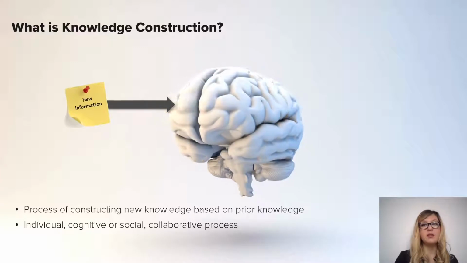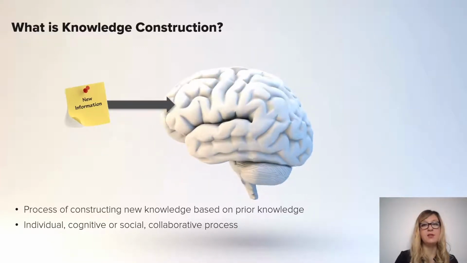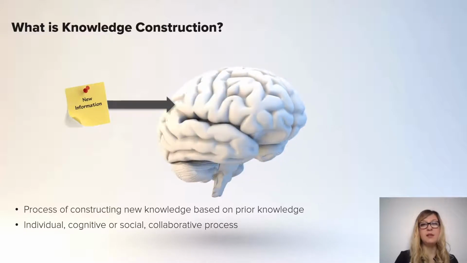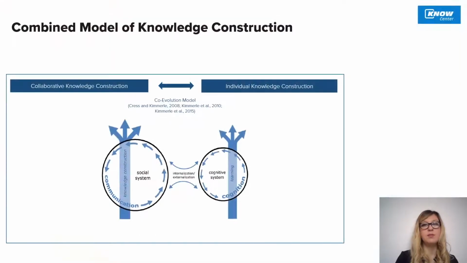Knowledge construction is described as a process of constructing new knowledge based on prior knowledge. It is understood as an individual cognitive or collaborative social process. The social and cognitive systems are mutually dependent and enrich each other through information externalization and internalization. Our combined model of knowledge construction brings together models that specify the different levels of individual and collaborative knowledge construction.